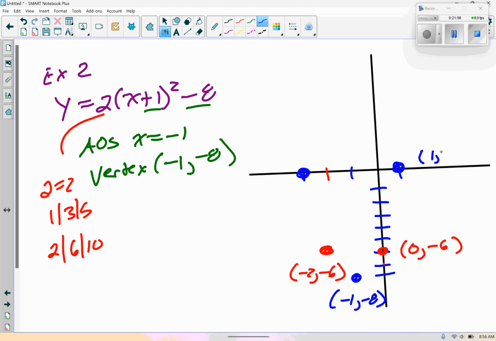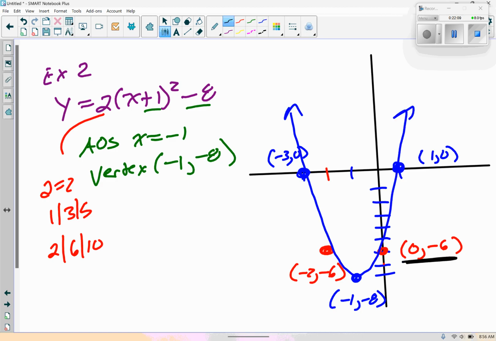So we finally find where it crosses the x-axis. No problems. And we found where it crossed the y-axis, right? So this is where it crosses the y-axis, because I have a 0 here. Because I have a 0 here and here, my x-intercepts are (-3, 0) and (1, 0). So that one worked out nicely.